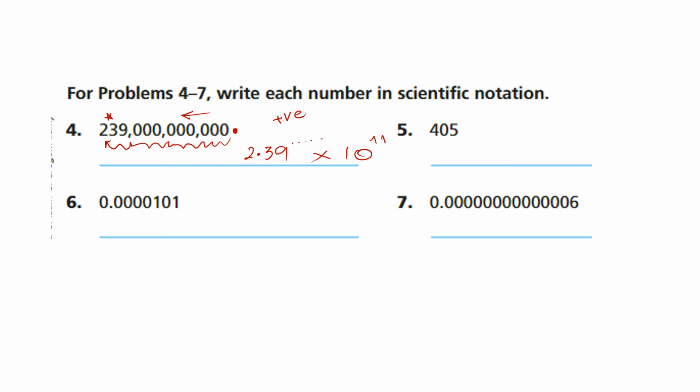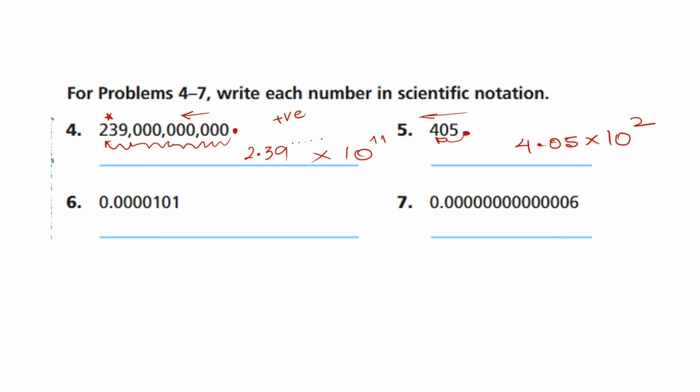Now here next is question number 5, 405. Where is the decimal? Over here. Where will we move? To the left. How many places? 1, 2. Okay, so what do we write? 4.05 times 10 to the power of, the power will be positive.